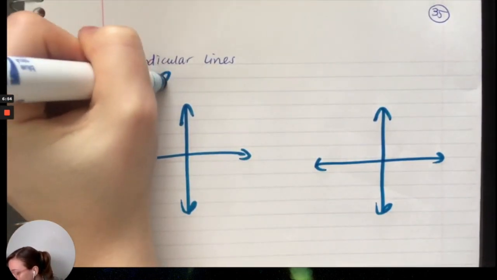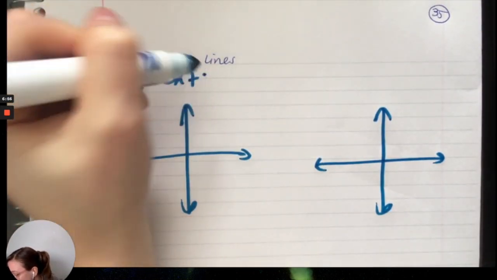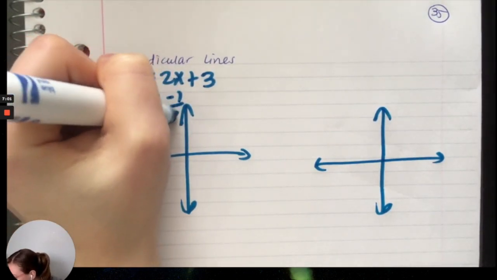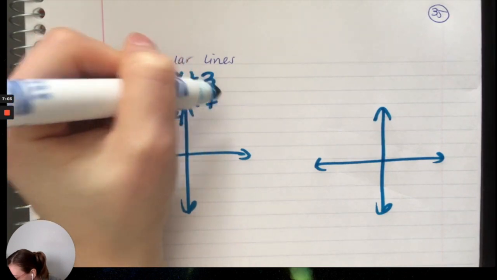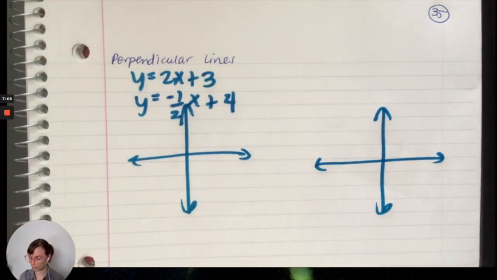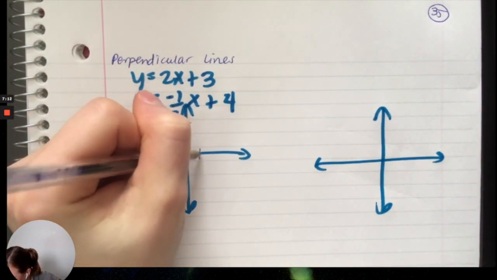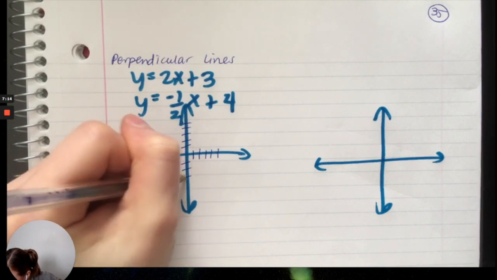First one we're going to graph is 2x plus 3. It originally was minus, but okay. The second is -1/2 x plus 4. There we go. So I'm going to go up through 1, 2, 3, 4, 5.